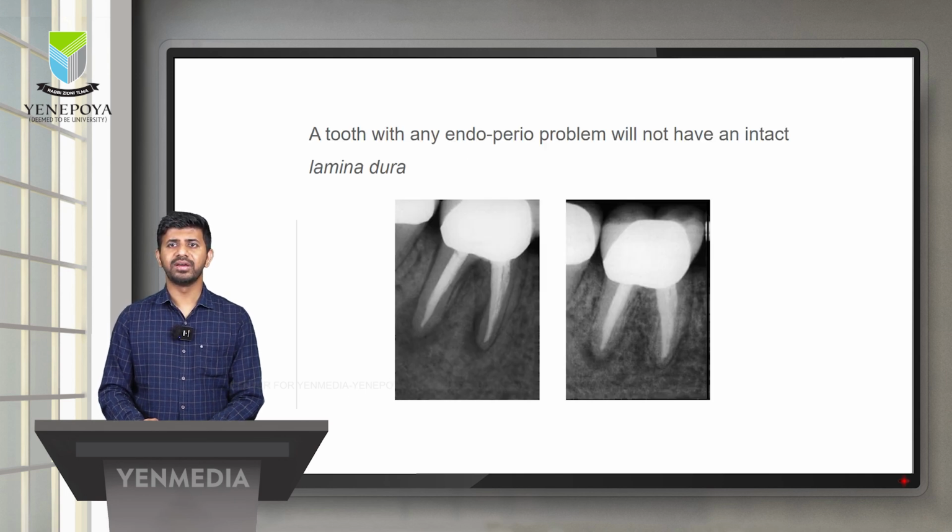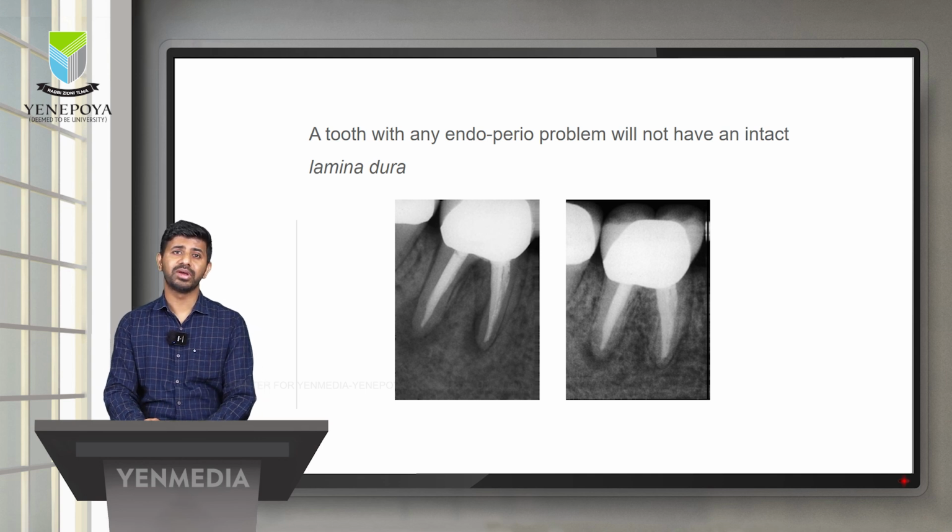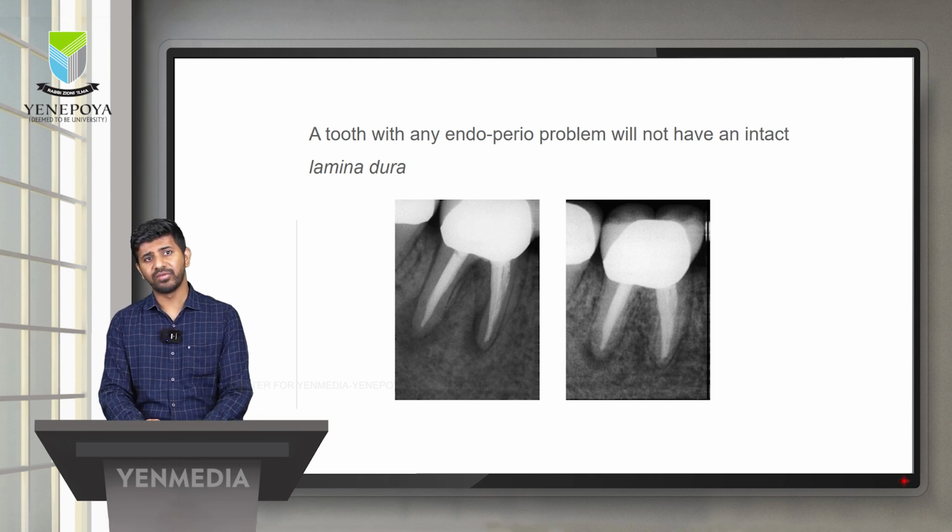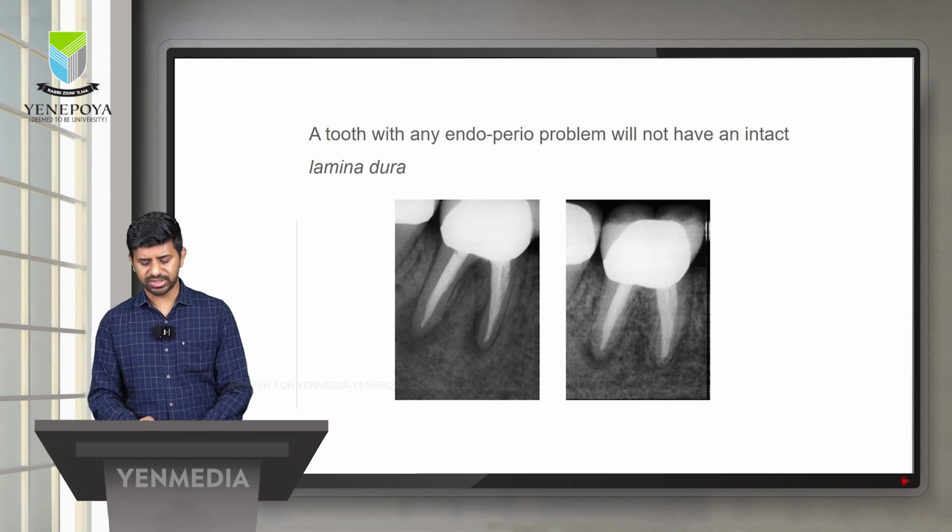Second thing is having a good intact lamina dura. Sometimes we end up having an endoperio lesion, that is, infection going from the pulp into the periapical area or from the periodontal area into the pulp. That's referred to as an endoperio lesion. This endoperio lesion leads to loss of intact lamina dura. So we can correct it with the help of endo and perio interventions.